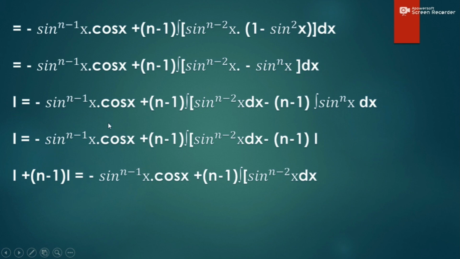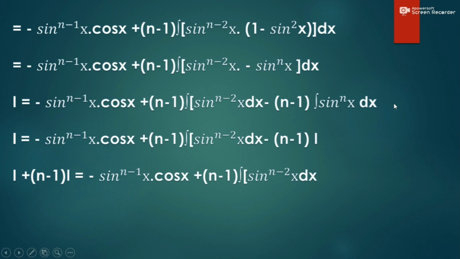Then I is equal to minus sin raised to n minus 1 x into cos x plus n minus 1 into the integral of sin raised to n minus 2 x dx. All these terms remain as they are. Here we multiply n minus 1 into this term and this term. Therefore, n minus 1 into the integral of sin raised to n minus 2 x dx, separating the integral, then minus n minus 1 into the integral of sin raised to n x dx. Here the integral of sin raised to n x dx is the repeated integral.